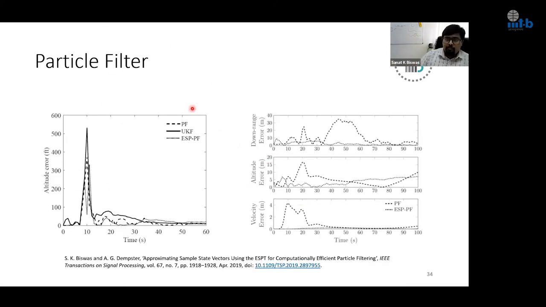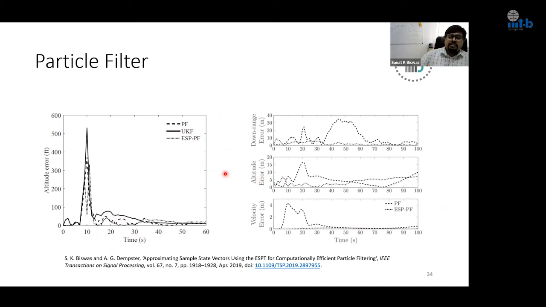And if you compare the particle filter performance in the re-entry vehicle tracking problem, we'll see that the particle filter provides even more stability than the unscented Kalman filter. The error is very small. However, the processing time is higher because you use a huge number of samples.